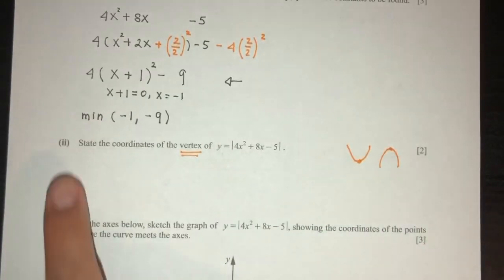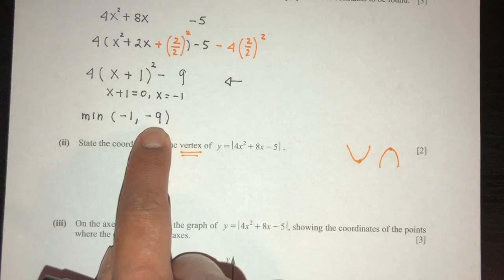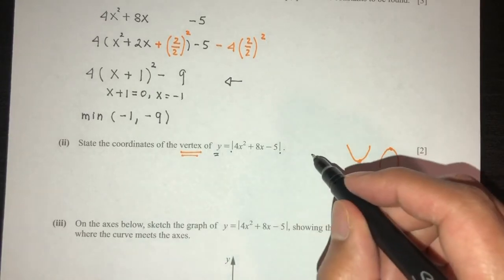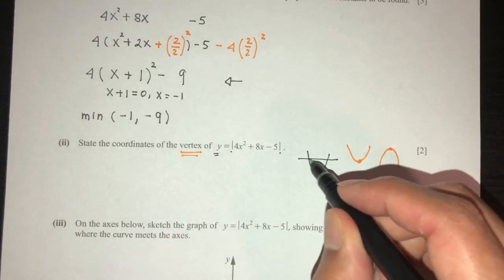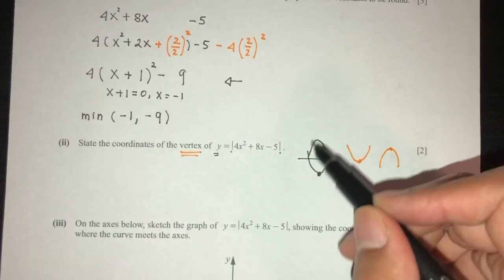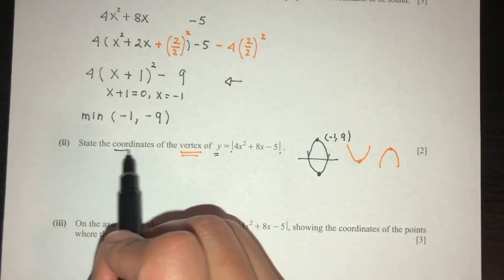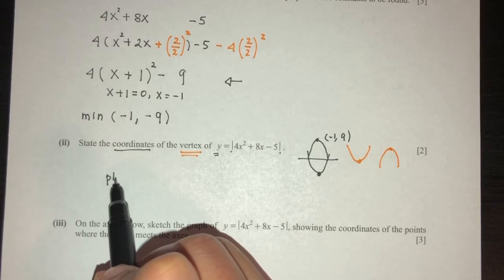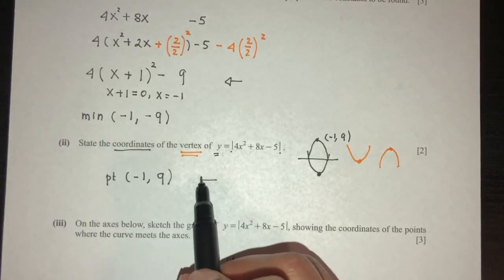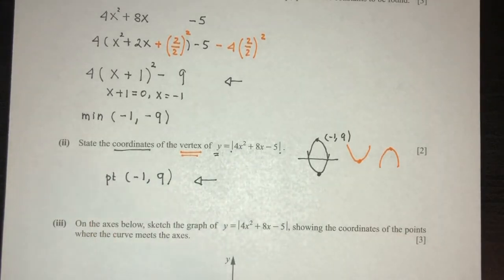But now, since we have the modulus sign, the negative will become positive for your y values. Okay, so y has to be modulus. So everything below this line will be reflected upwards. So when you had this minimum point, it will now be positive point of minus 1, 9. So coordinates of the vertex will be, say the points will be minus 1. Instead of minus 9, it will become 9. Because of modulus, it has to be a positive y value. That will be part 2.